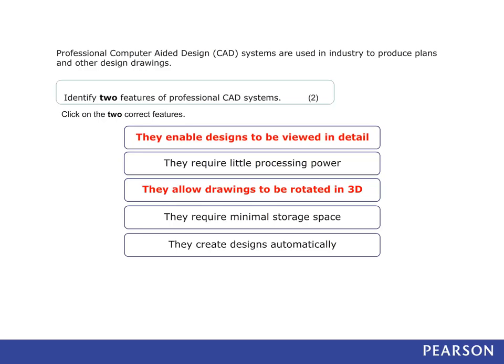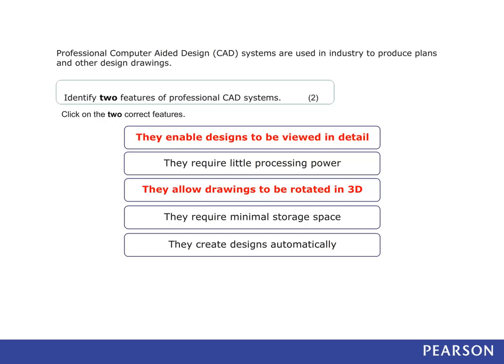For this question, learners needed to identify two features of professional CAD systems. As you can see, this is another multiple-choice question. Most learners were able to identify at least one of the two correct answers relating to the use of professional CAD systems. It was evident that this topic had been delivered by centres in some detail, and that some discussion of various applications of technical systems used in different sectors had taken place.